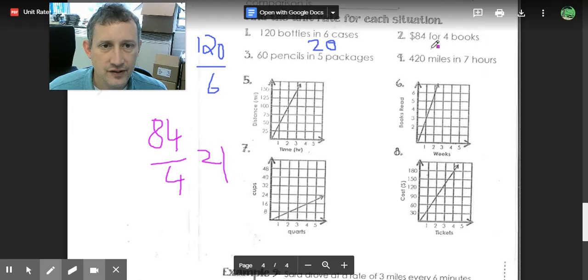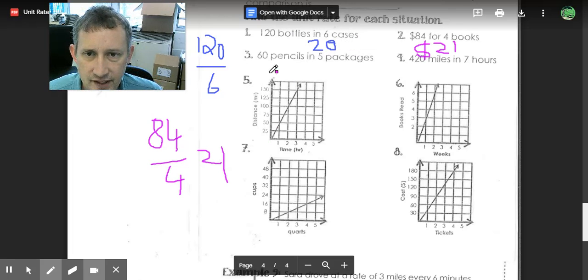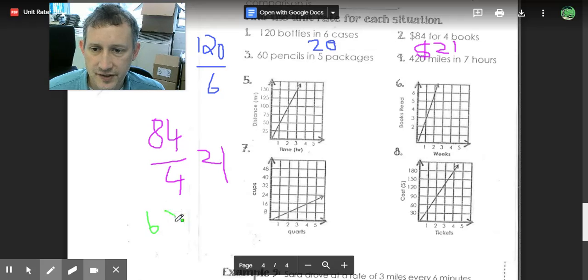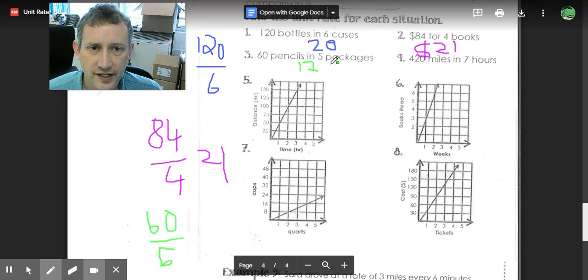21 what? $21 per book. This one's 20 bottles per case. Okay, this one we're going to take 60 and divide it by 5. Are you getting these so far? Pause the video and see if you can figure it out. 60 divided by 5, that gives you 12. 12 pencils per what? Per package.